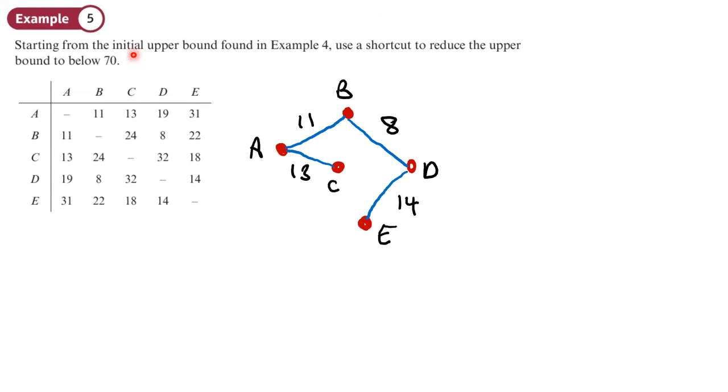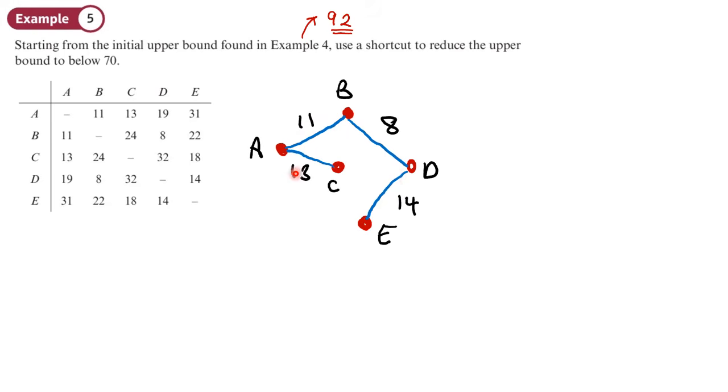Right, starting with the initial upper bound found in example 4. That initial upper bound was 92, 46 times 2. Use a shortcut to reduce the upper bound to below 70. This is the minimum spanning tree we found using Prim's algorithm in the last example, and we got 92 by doubling 13, 11, 8 and 14, going along each of these edges twice.